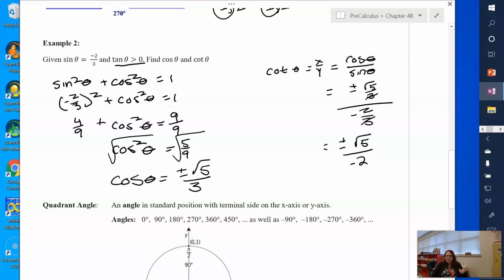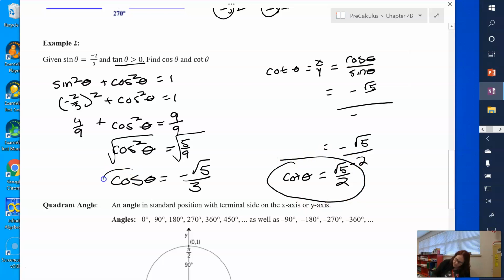Now I'm told that tangent has to be positive, so cotangent has to be positive. And when I look at this, I realize the only way I'm going to have a positive fraction is if my numerator and denominator are both negative. I have a negative 2 in the denominator, so I can't use the positive square root of 5. That means I can't use positive root 5 over 3. So my cosine of theta is just going to be the negative. So I'm just going to go ahead and take out that positive. So now my cotangent is square root of 5 over 2. That's positive. That's what I want. And my cosine is going to be a negative square root of 5 over 3.